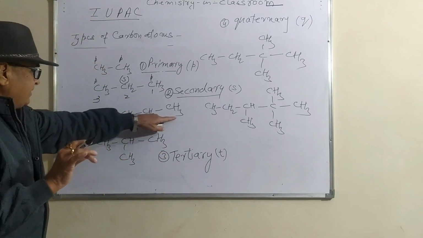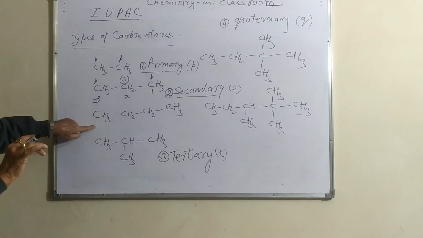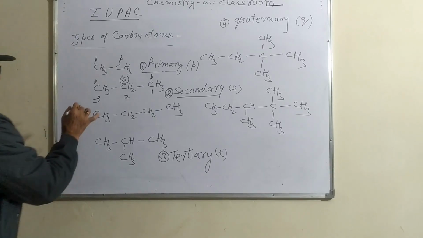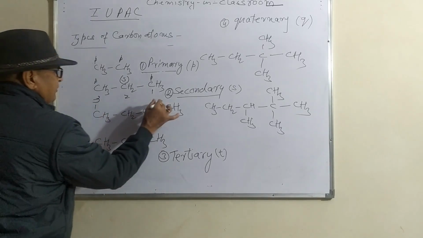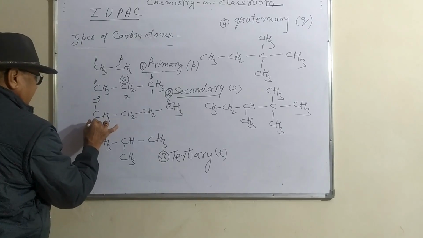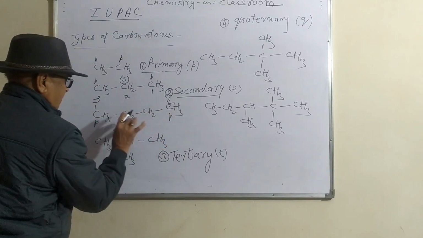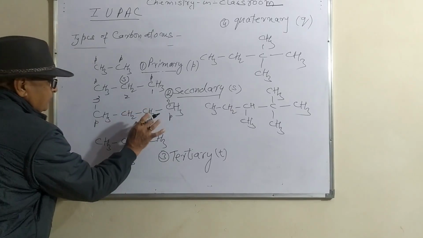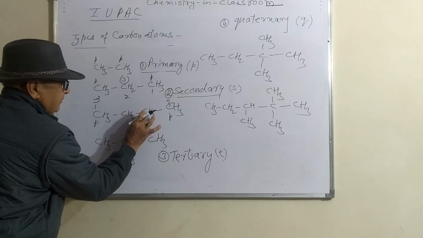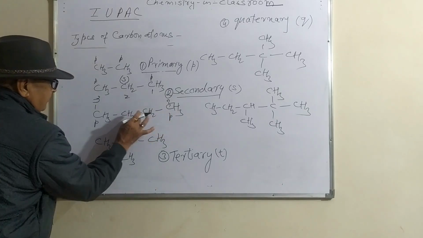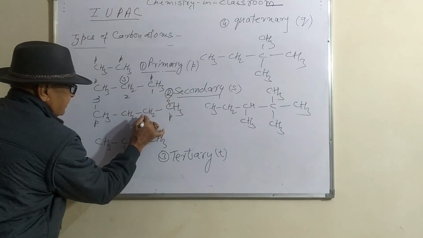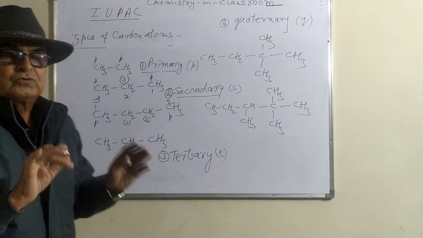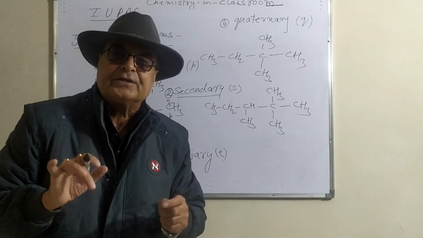In the same way, this is the structure of butane. Here you will find the 2 carbons on the end. Both are primary carbon atoms. But the middle carbons are combined with 2 carbon atoms. This carbon atom is combined with this and this carbon is with this. So it is a secondary carbon atom. So you should understand secondary carbon atom.